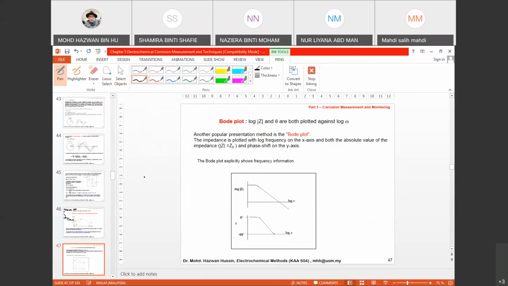A Bode plot is a combination of two plots together. One is modulus Z. Remember I told you earlier, modulus Z is the sum of imaginary plus real, versus frequency. If you see something like this, W, this is known as frequency. The function for both is in log.